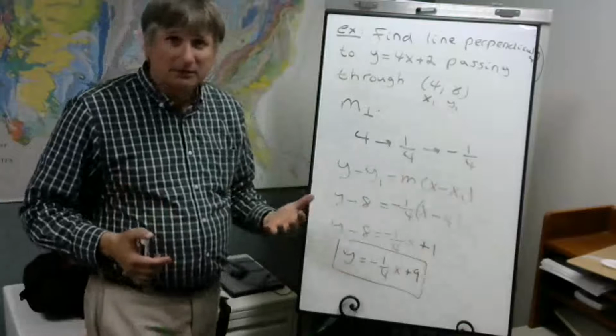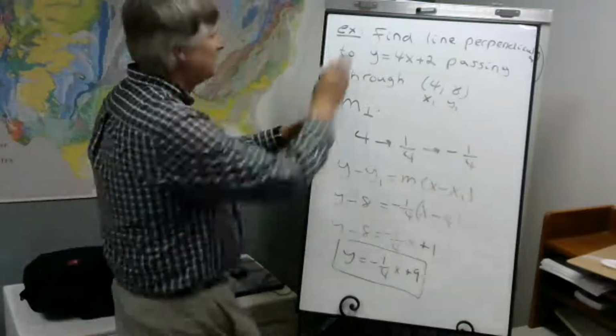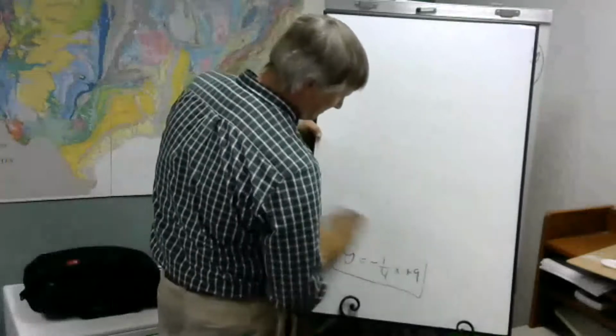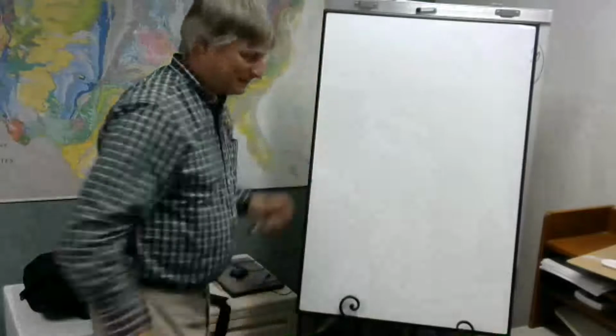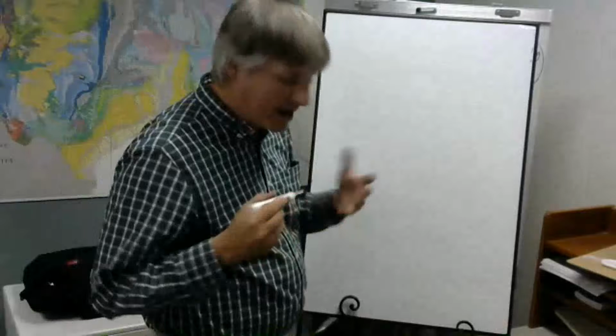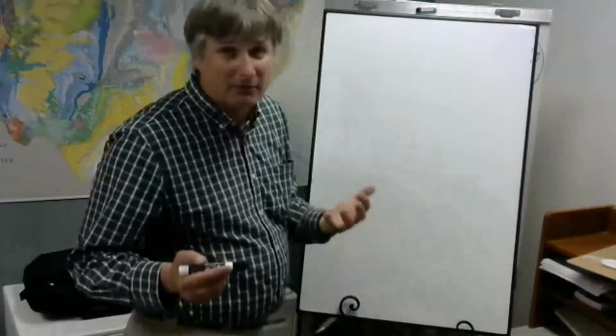We've looked at parallel lines. Let's look at the average rate of change of a function. I should say the average rate of change, not the average of a function. That's actually a calculus idea. We're going to look at the average rate of change.